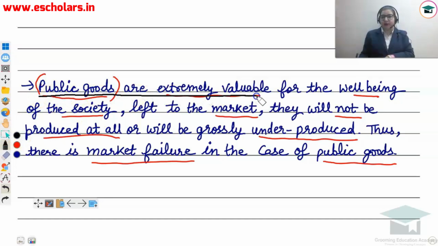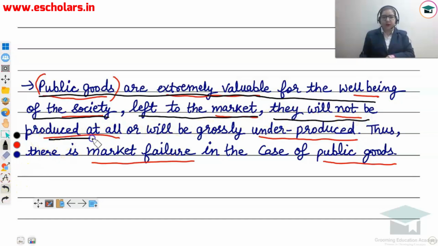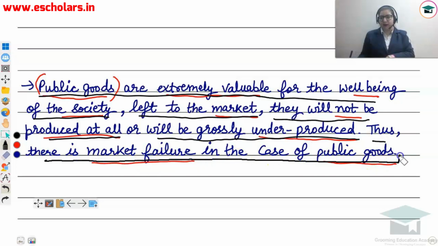Public goods are extremely valuable for the well-being of the society. Left to the market, they will not be produced at all, or will be grossly underproduced. Thus, there is market failure in the case of public goods.